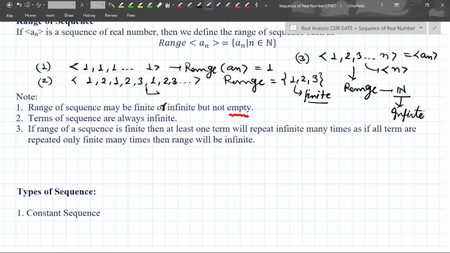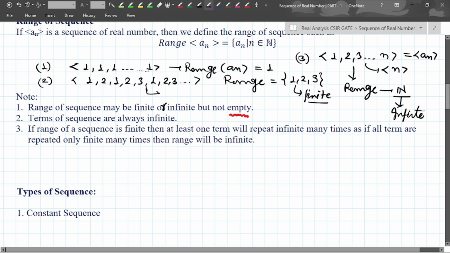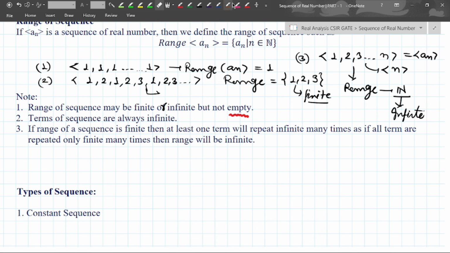A sequence will go up to infinity. Because of that, the cardinality of the natural numbers, which is what we are saying here, is nothing but infinite. It is denoting something infinite. So the terms in a sequence are always infinite.